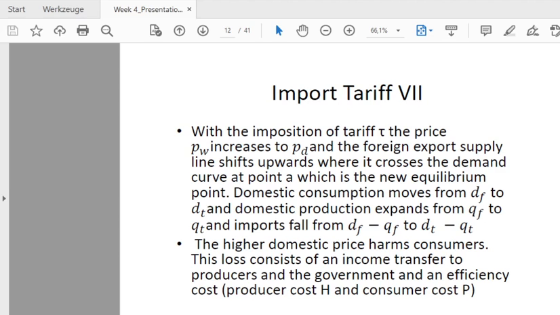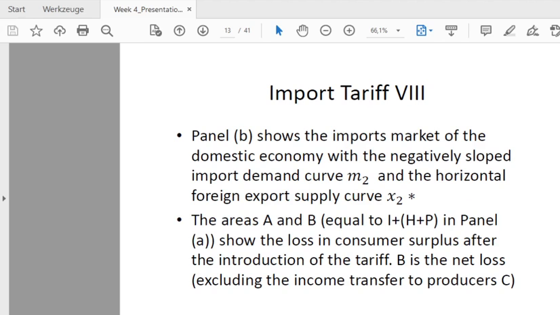We can see the area H and the area P on the curves. This represents the producer cost H and the consumer cost P. Switching to panel B shows the import market with a negatively sloped import demand curve M2 and the horizontal foreign export supply curve X2 star.